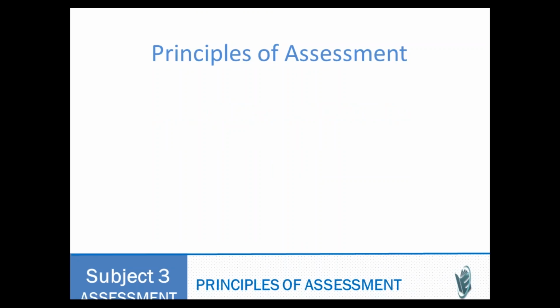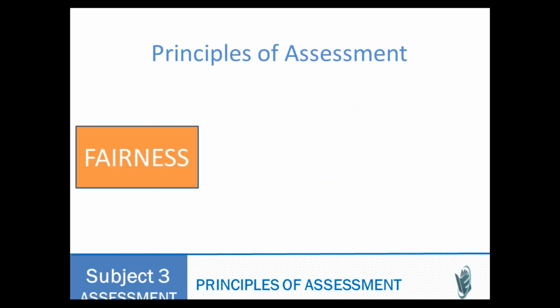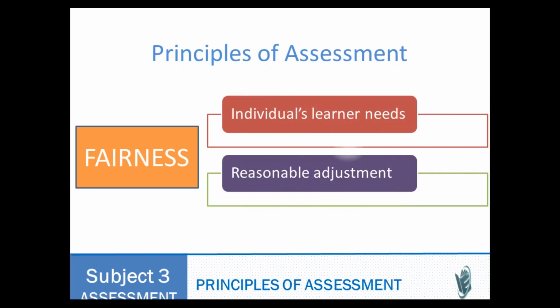So the first principle of assessment is fairness. According to the Standards for RTOs 2015, fairness can be practiced by ensuring that individual learner needs are considered in the assessment process. It is likely to have different individuals coming together for an assessment event. This principle ensures that no individual is disadvantaged or favored over others.